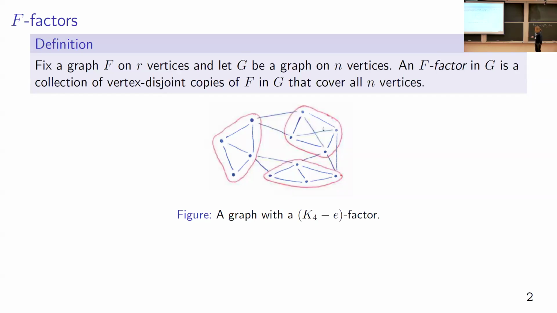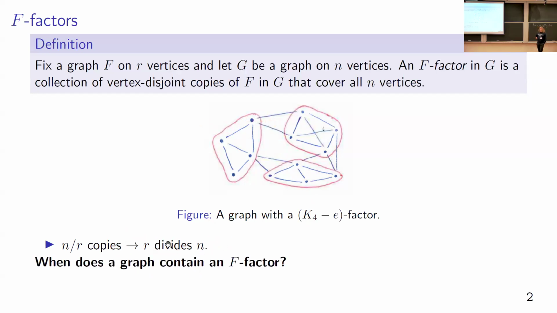Okay, and the natural special case that you might think of is if my F is just a K2, so like 2 vertices with an edge between, then an F-factor is just going to be a perfect matching. So this has been studied for a long time. And I should say the one caveat is, of course, for this to work, we require that r divides n, which we'll always assume. I'm not going to mention this again. So that's not going to be an obstacle. But then the central question is, okay, if I have a graph, when does it contain such an F-factor?